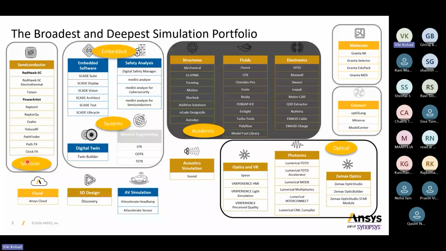Then the semiconductor tools are also there. Then ANSYS has cloud tools, ANSYS Cloud. And for autonomous vehicle simulations, there is the AV simulation part, which is AV Accelerate, which basically checks autonomous vehicles, the self-driving vehicles. It checks how much autonomy or how much ADAS it has, like level 1, level 2, level 3, like this.